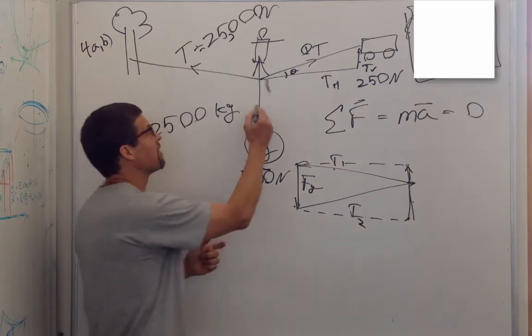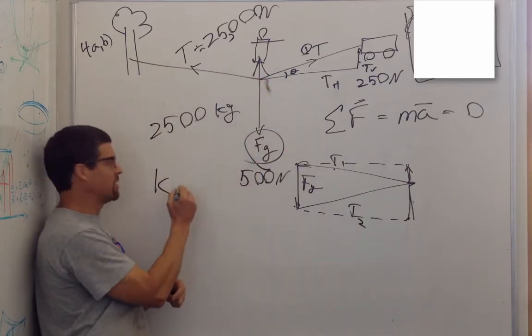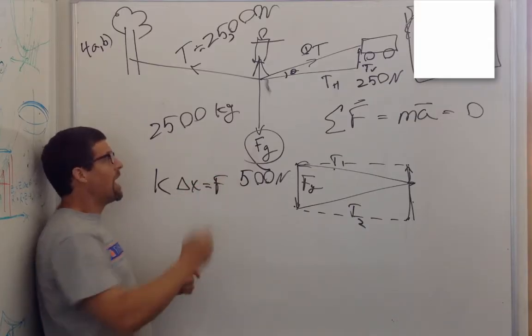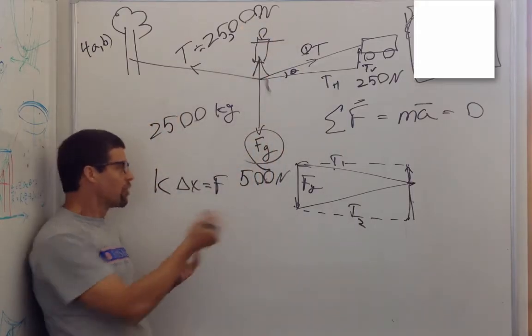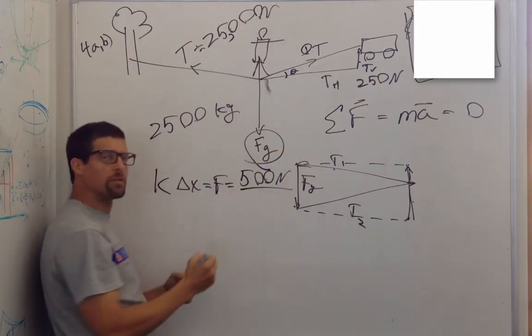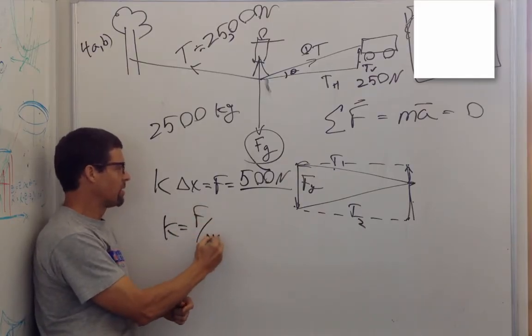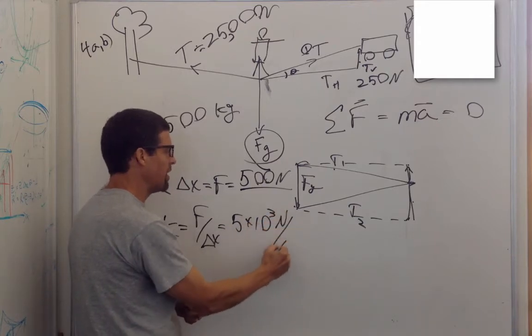If we were to model this as a spring, we could find the spring constant because the spring constant times delta x is equal to the force. And in this situation, the force of the spring up must be equal to the force of gravity. So the force on the spring is 500 newtons. And so K is going to equal that force divided by delta x, which is just 5 times 10 to the third newtons per meter.